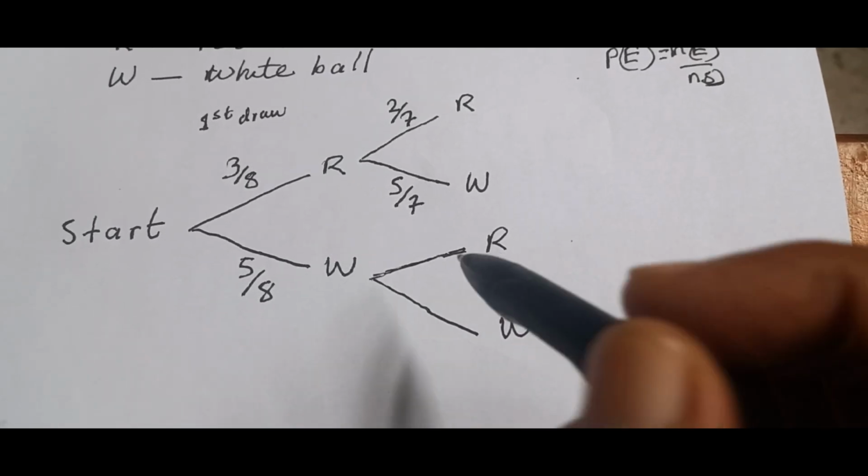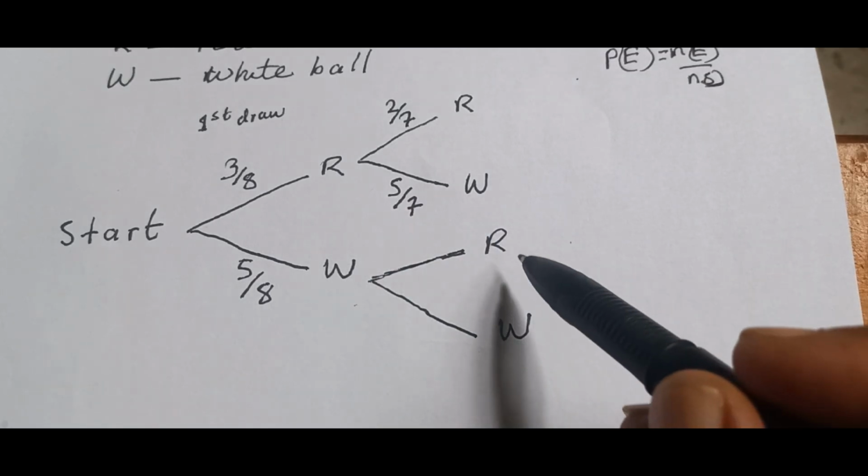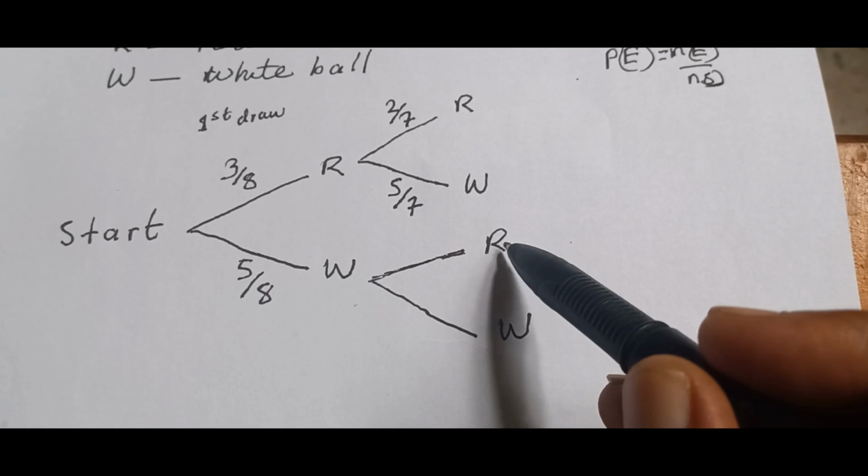So in our case here, if the first ball drawn is white, again we have the chance that the second ball drawn is red.